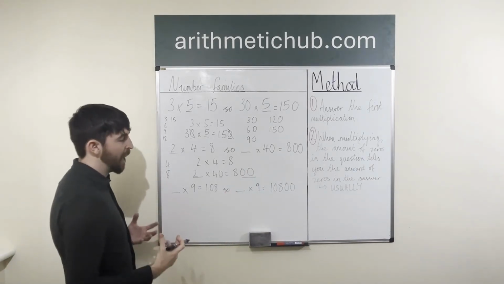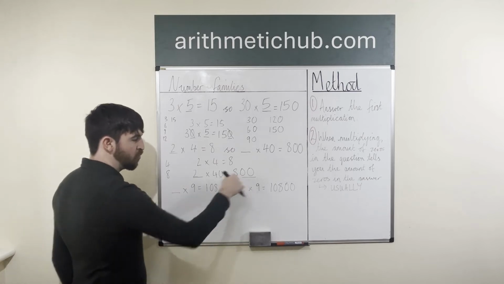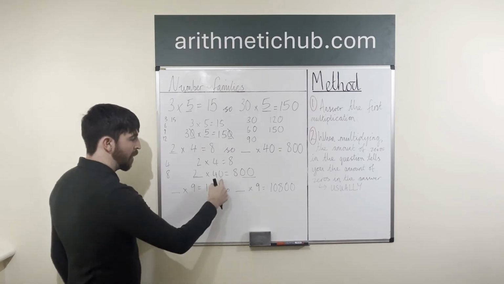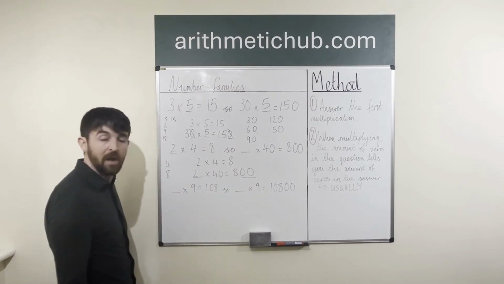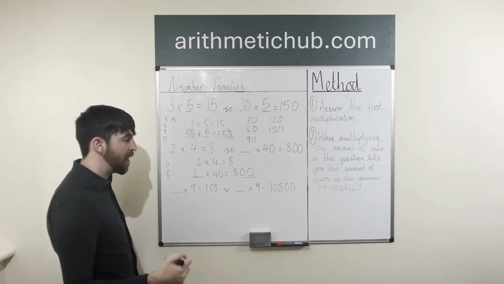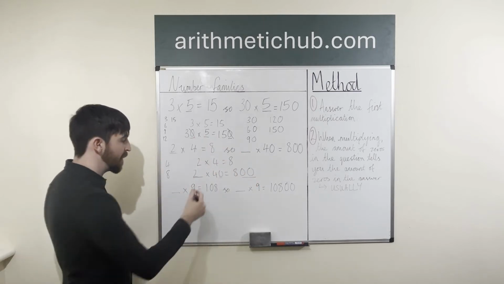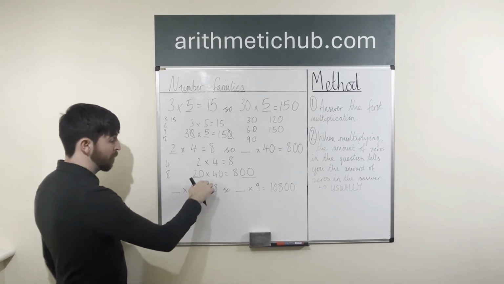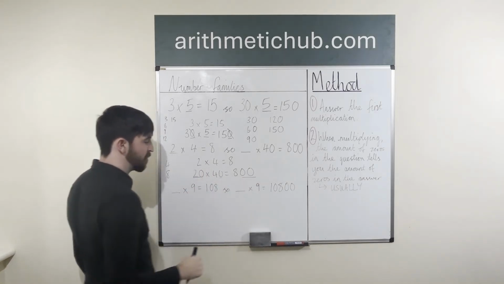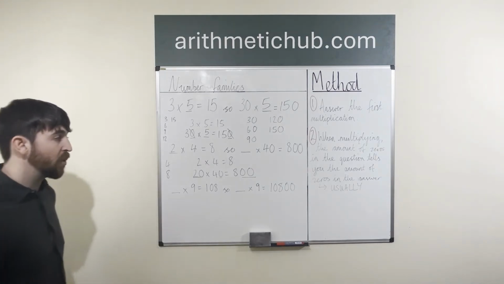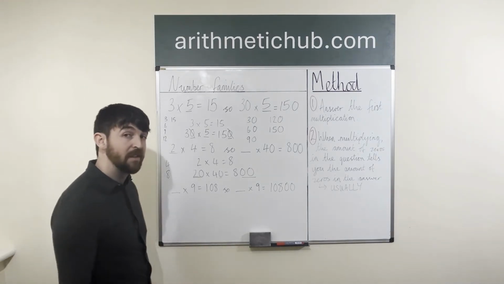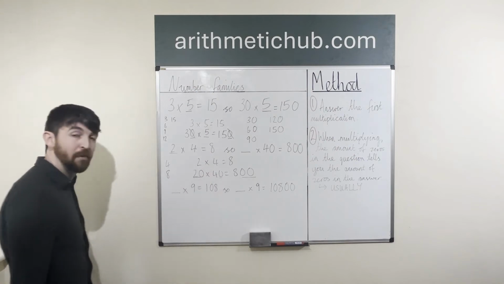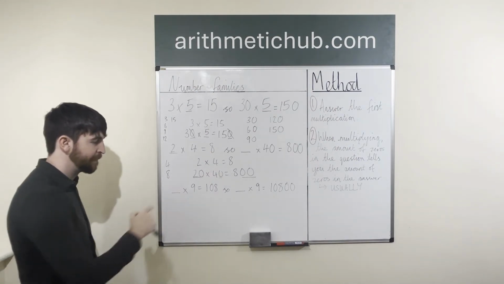So now we can work backwards, we can do the inverse, can't we? If I've got 2 zeros in my answer, I've only got 1 0 in my question here. But if I add another 0 in my question, then I'm going to have 2 zeros, aren't I? 2 zeros in my question, 2 zeros in my answer. 20 times 40 is going to give me 800. There you go, fantastic, that's how we do those ones.